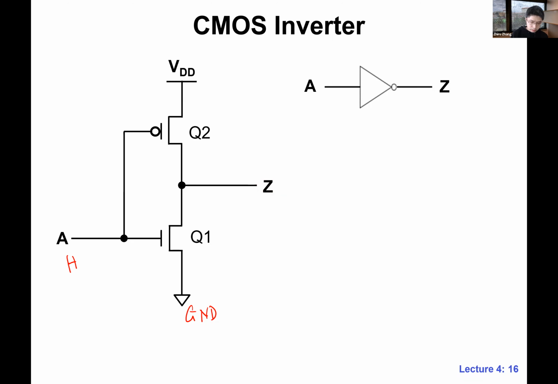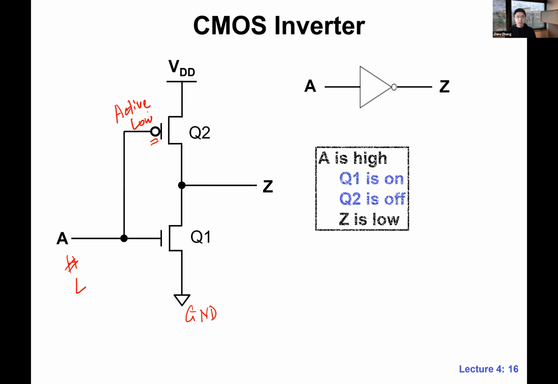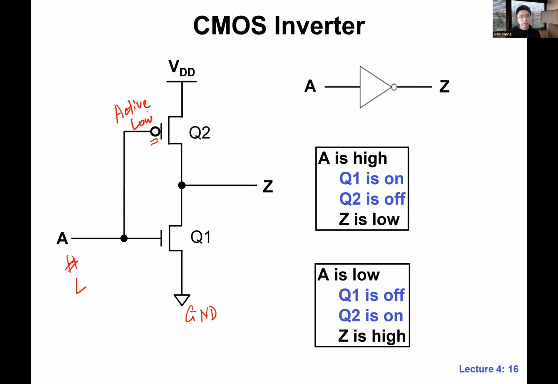And when A is low, Q2 is on and Q1 is off. Again, you don't want to memorize things. In this class, in general, we don't want to memorize things. We just need to understand the notation. A bubble usually means active low. If you have a bubble, this means this transistor is on when the input is 0. This is PMOS. We just talked about this.